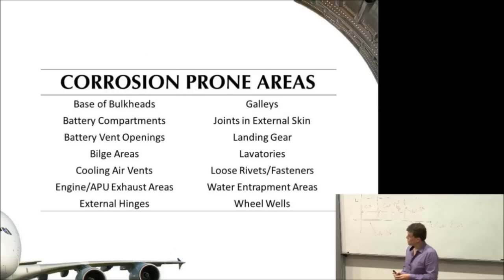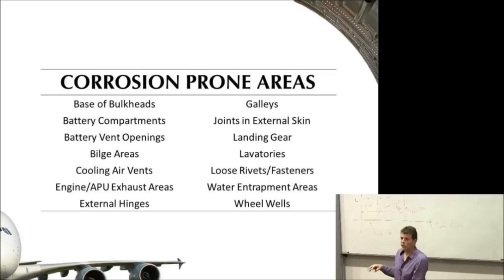Okay, so corrosion-prone areas, bases of bulkheads. So bulkheads are dividers in a wing or a fuselage that separate one part of the cabin from another. And bases of bulkheads, moisture will often pool up against the base of a bulkhead.